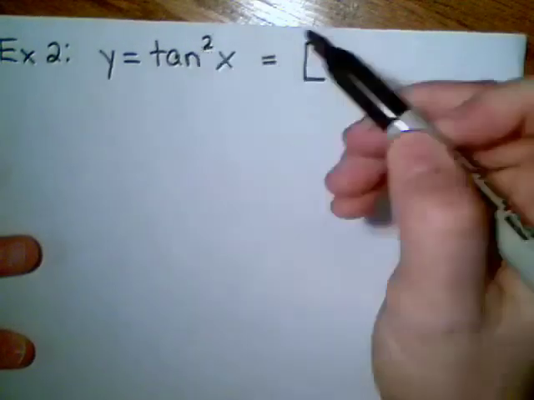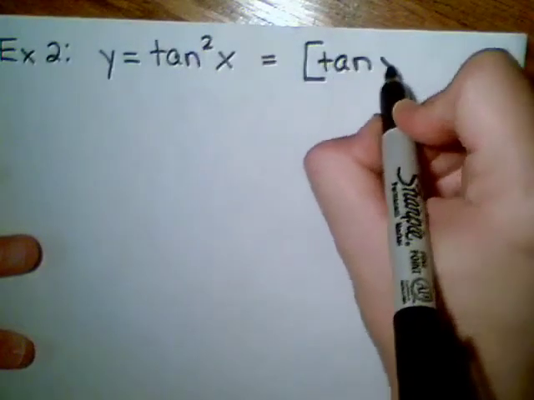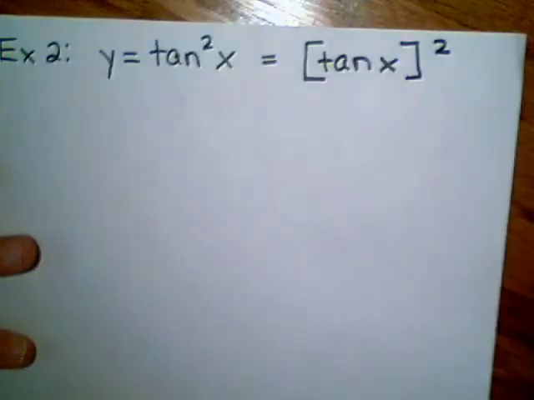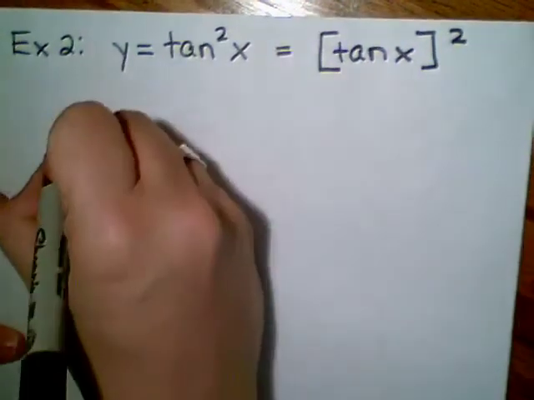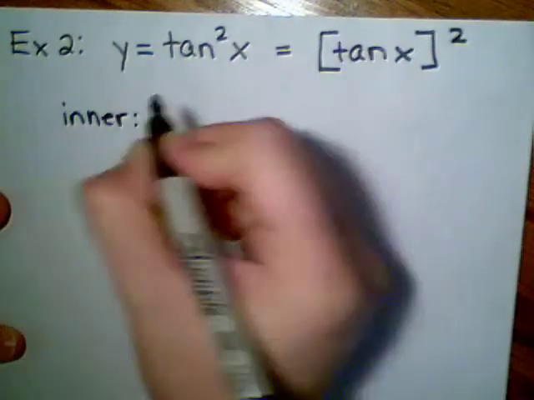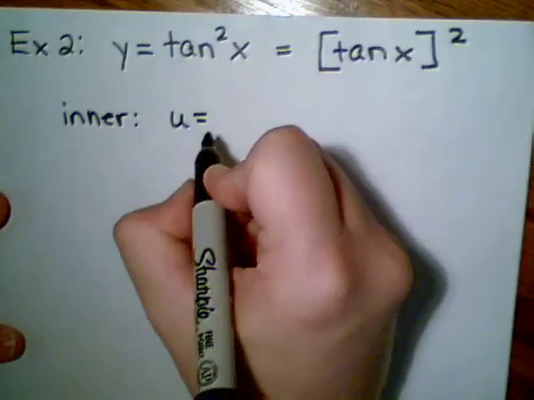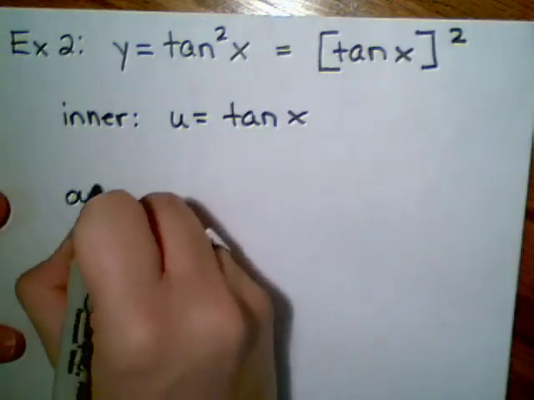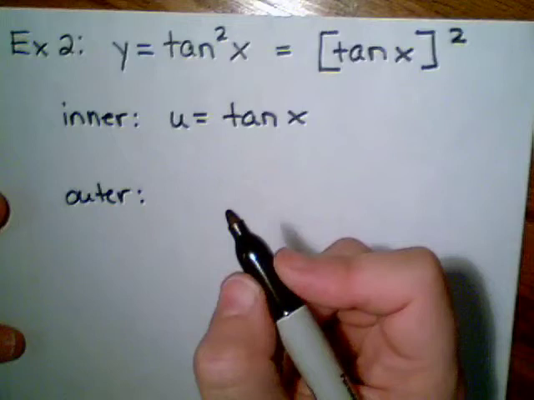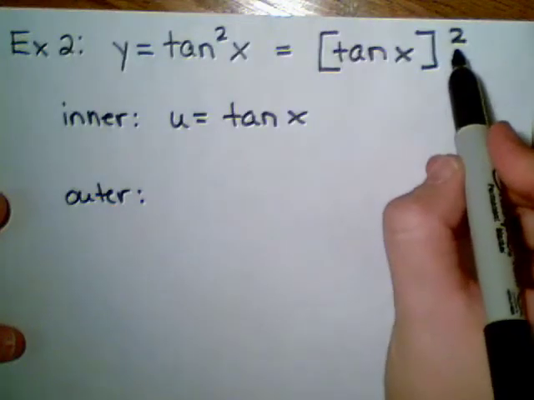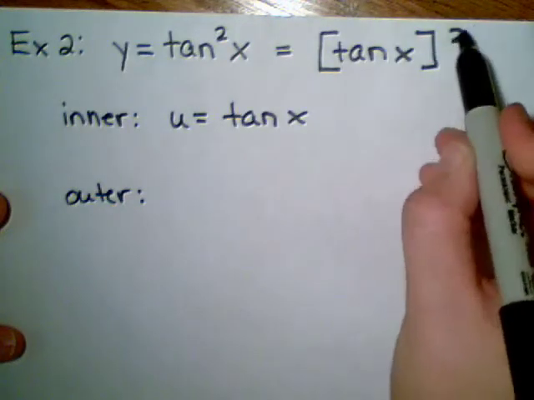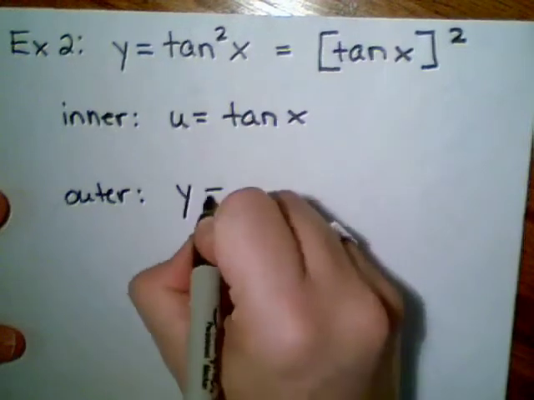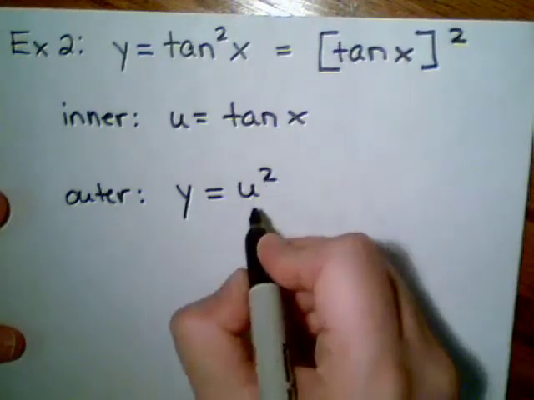This superscript is attached to the function tangent, and it should be interpreted as tangent x times itself. So 2 factors of tangent x. In this example, we see that the inner function, which we're going to label u, is that trig function, tangent of x. The outer function, what's being applied to tangent x, is the squaring function. So y is u squared, where u was tangent x.